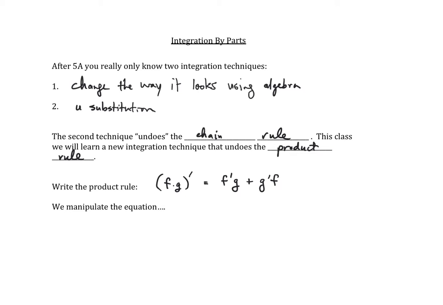Now, I can manipulate this a little bit, so I can rewrite this equation as follows. I could rewrite this as f times g prime is equal to g times f prime plus f times g prime. So all I did was interchange the order of f prime and g, and interchange the order of g prime and f.